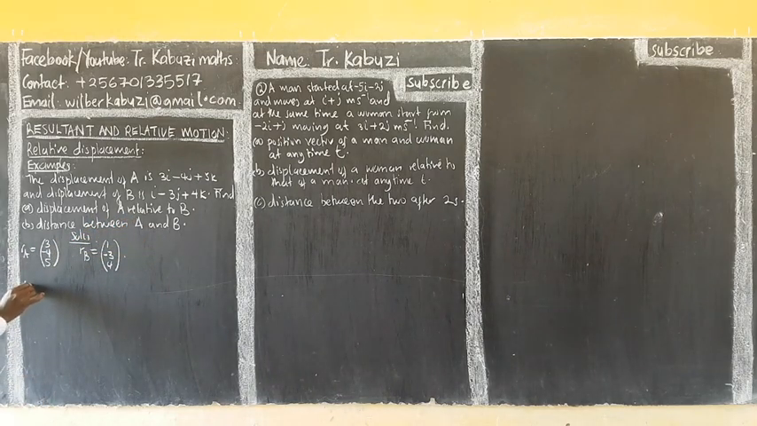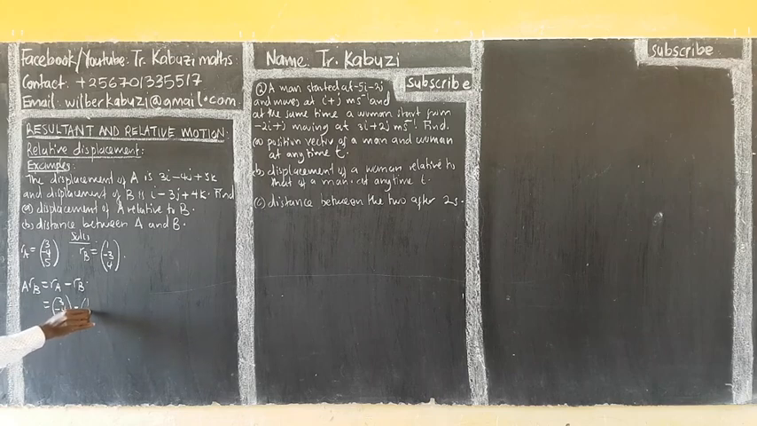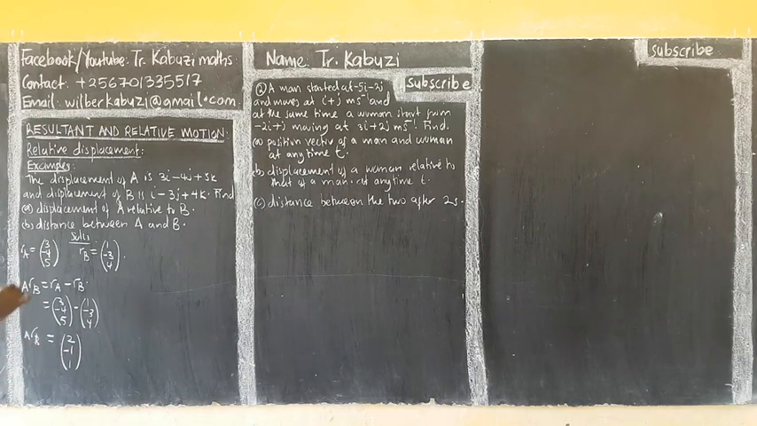So A relative to B is going to be R of A minus R of B. It's going to be 3, -4, 5, minus 1, -3, 4. And this is going to be 2, then -4 minus minus, this is -1, then a 1. So this is A relative to B. This is part A.